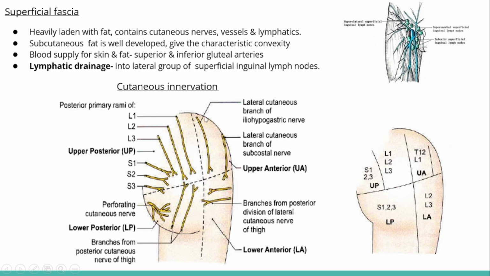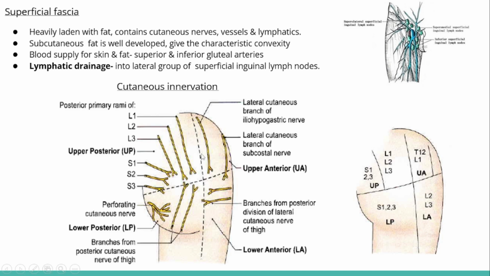For ease of remembering, we can divide this region into 4 and learn the cutaneous innervation as upper anterior quadrant, lower anterior quadrant, upper posterior quadrant, and lower posterior quadrant. The upper 3 lumbar nerves, L1, L2, L3, slope down over the iliac crest and supply the upper part of the gluteal region.